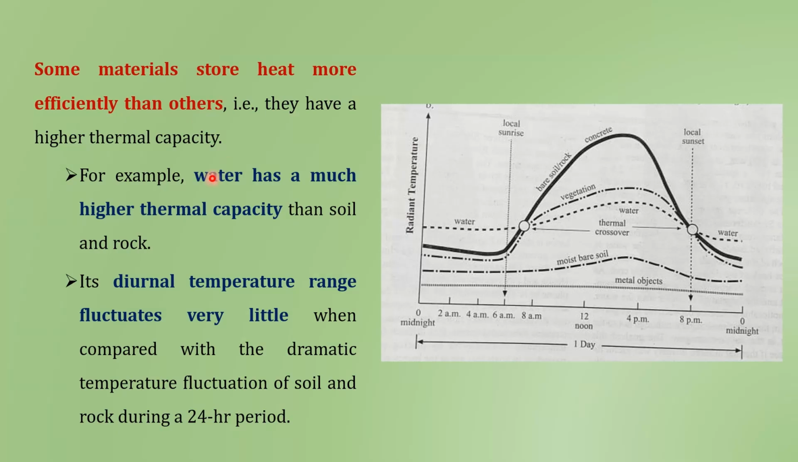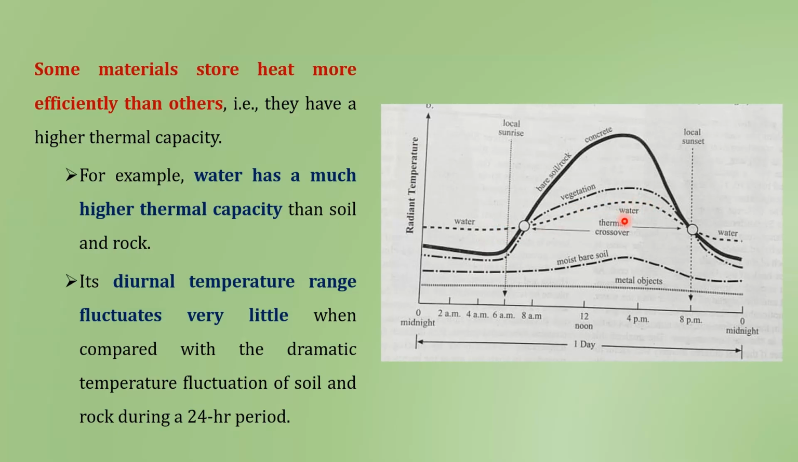For example, water has a much higher thermal capacity in comparison to the soil and rock. If we see in this image, this bold line is representing the diurnal temperature variation for bare soil and rock or concrete. So here the daytime temperature is much higher, while in the nighttime we can see the temperature is much reduced. So the fluctuation is this much. And for the water, we can see this dotted line is the radiant temperature during night, and here it is for the day.